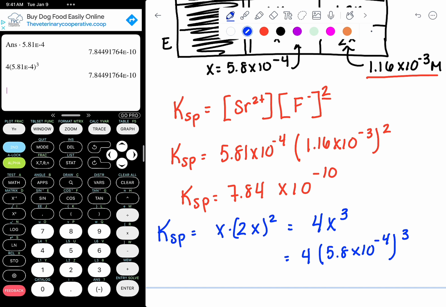So you can do it either way, depending on how you see these types of problems. I personally like to plug in x and get those equilibrium values and then just plug that in for KSP. But if you're one that wants to think more in x, you can use this way as well. Either way works, they get the same number out.